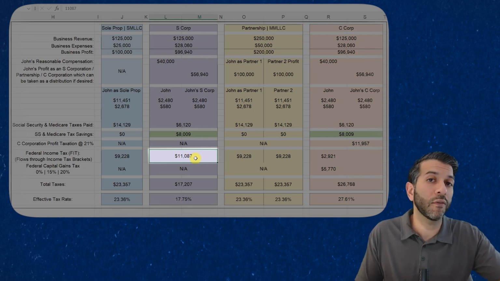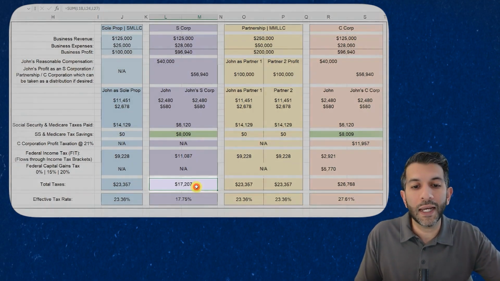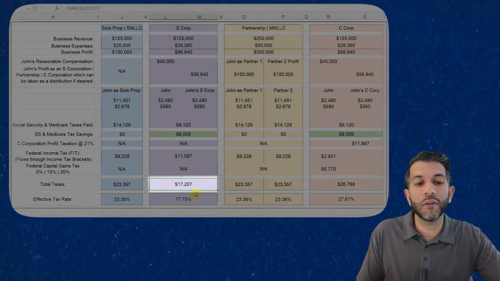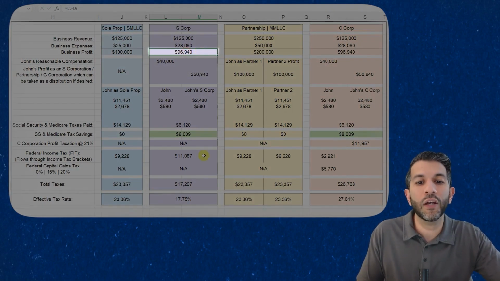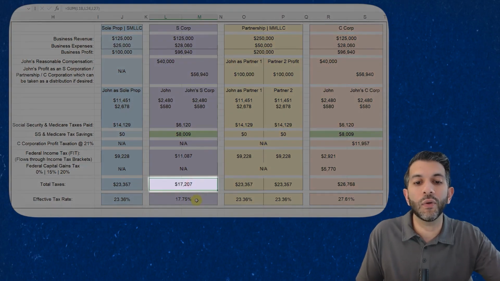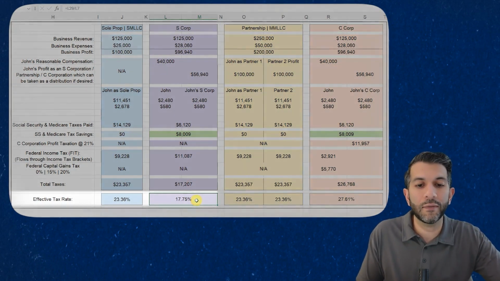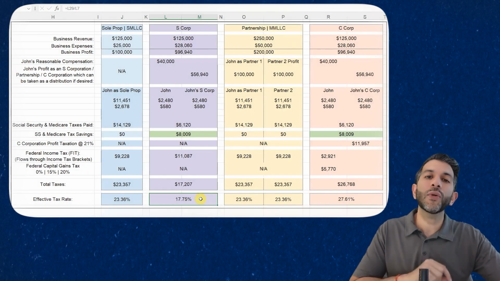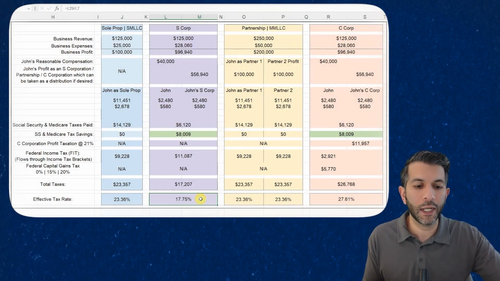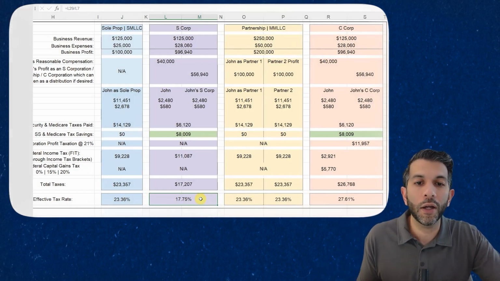Again, I'm going to show you all of this on the tax return. Total taxes, $17,207. You made $96,940 in profit, and you had to pay $17,207. That's an effective tax rate of 17.75%, which, by the way, is much better than the sole proprietorship at 23.36%. Okay, let's transition to the tax return, and I'll explain how that works here on the actual tax forms.